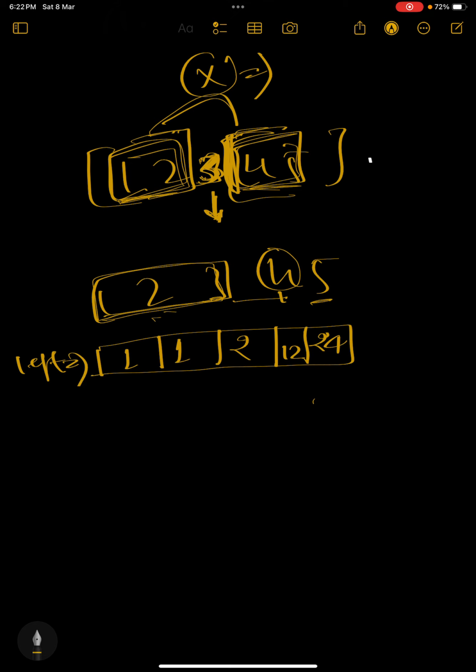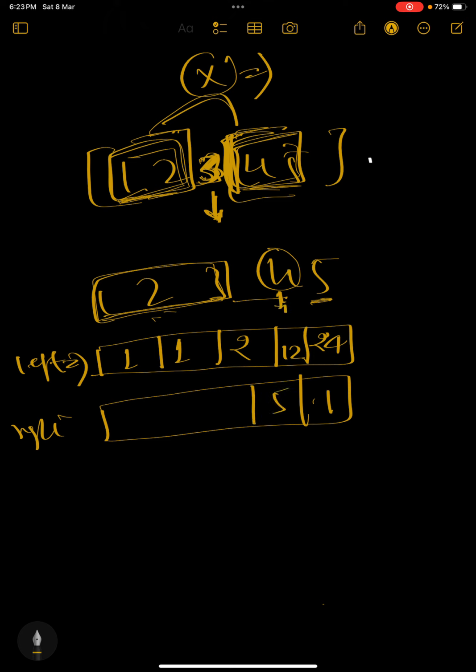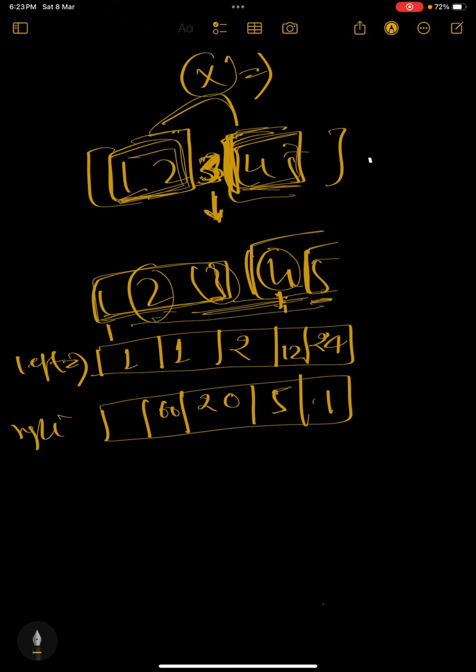So the left side will look like this, and how will the right side look? For 5 there is no element on the right, so simply 1. For 4 we want 5, because after 4 there is only 1 element, so 5 is there. For 3 how many elements are on the right? 2, so the product of these 2 is 20. For 2 how many elements? 3 elements, so 5 times 4 is 20, 20 times 3 is 60. For 1 how many elements are on the right? 4, so the product of all is 120.